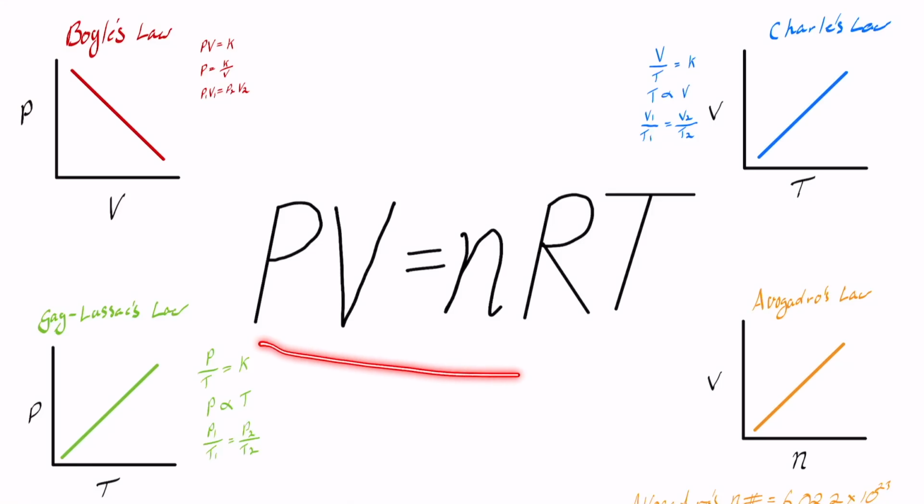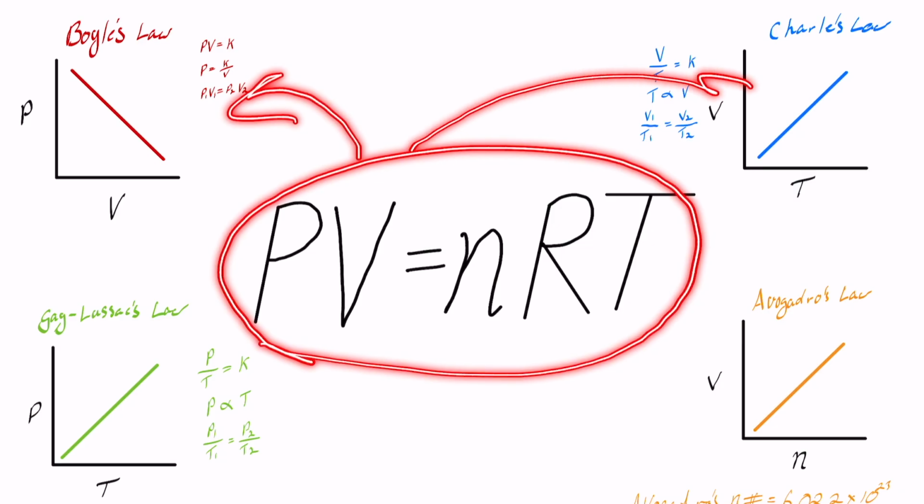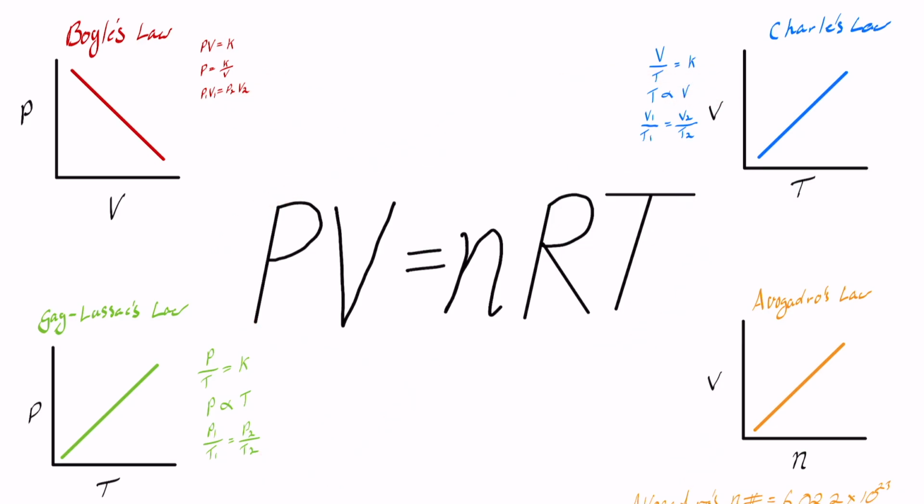Today we're going to talk about the ideal gas law, which is represented by the symbols here, PV equals nRT. And from the ideal gas law, we can derive four different equations from it. And this is Boyle's law, Charles's law, Gay-Lussac's law, and Avogadro's law.